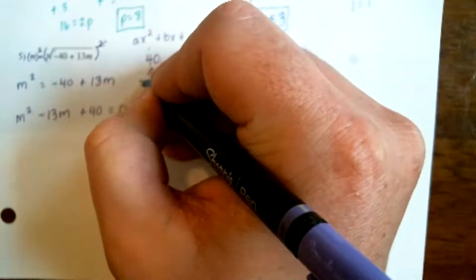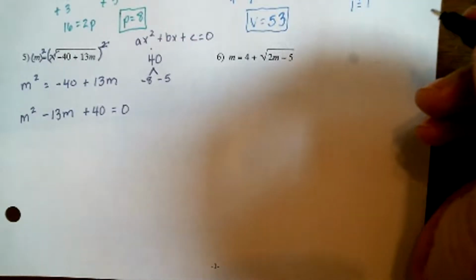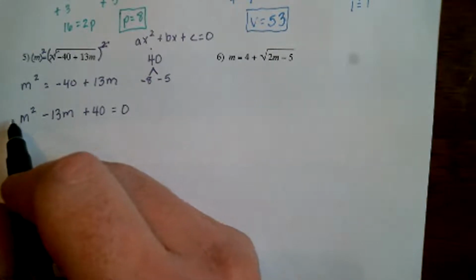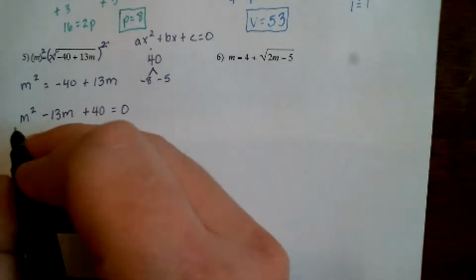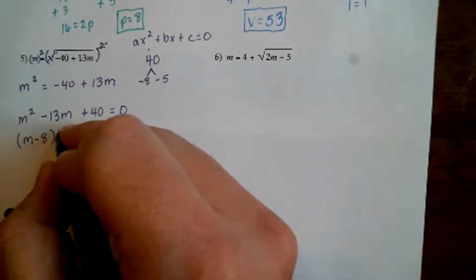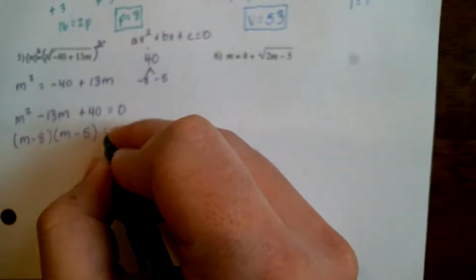Good, Maddie. Negative 8 and negative 5. So I would then write this. Since my leading coefficient is 1, I can just write the factors out. M minus 8 and m minus 5 equals 0.